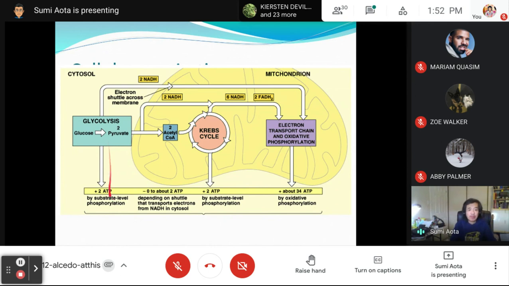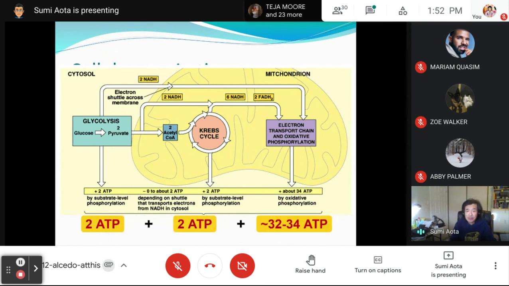So, 2 ATPs by substrate level phosphorylation in glycolysis. 0 to 2 ATP, depending on the shuttle that transports the electrons from NADH into the mitochondrion. 2 ATP by substrate level phosphorylation at Krebs. And then 34 ATP roughly by oxidative phosphorylation using these NADHs and FADHs. 2 plus 2 plus 32 to 34 gives you 36 to 38 ATPs total.